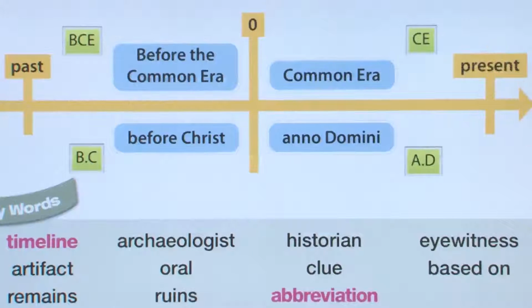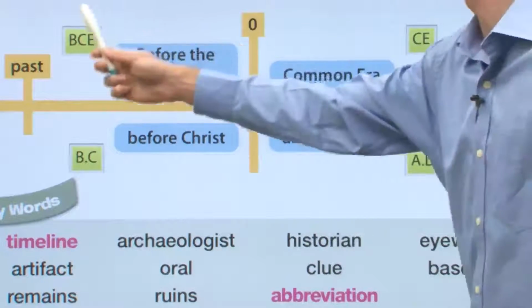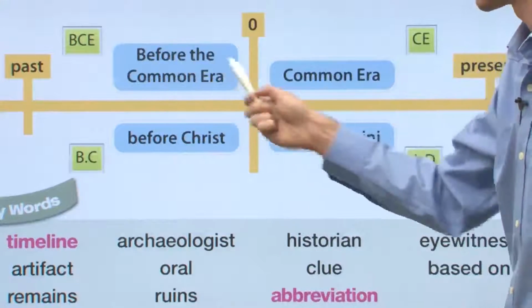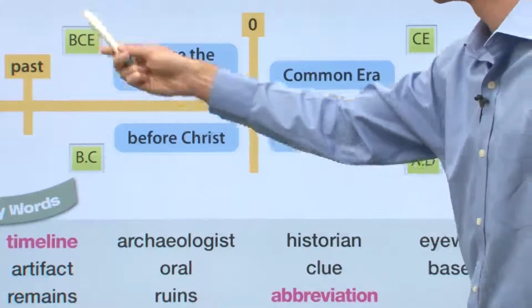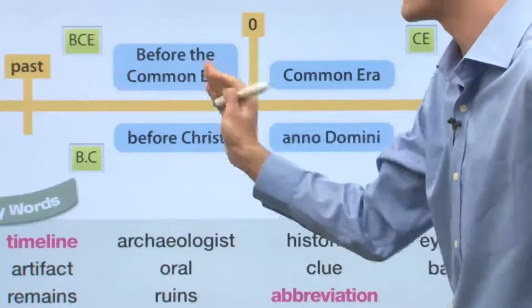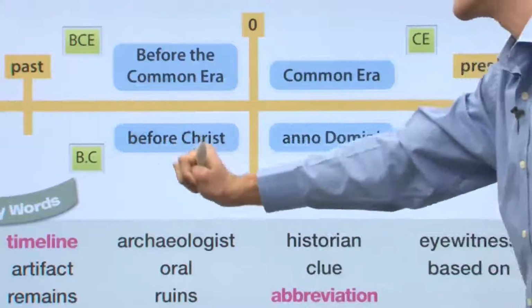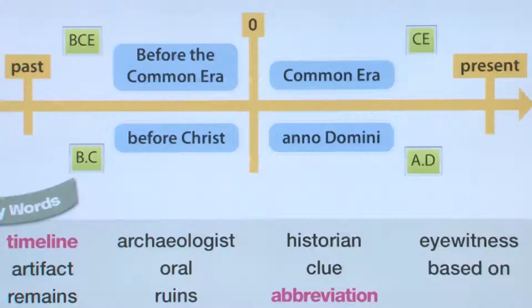So 1900 CE, 1900 BCE would come all the way over here before the Common Era, BCE. 1900 BCE is all the way over here. 1900 CE is all the way over here. So that's briefly about timelines. Now that we've wrapped up the key words, let's read.